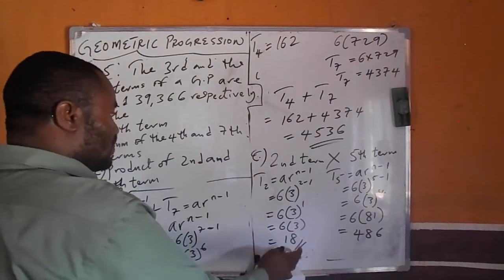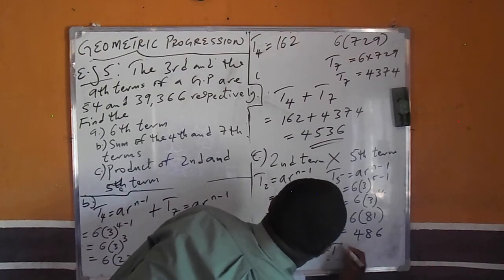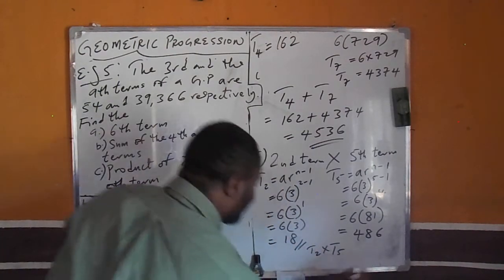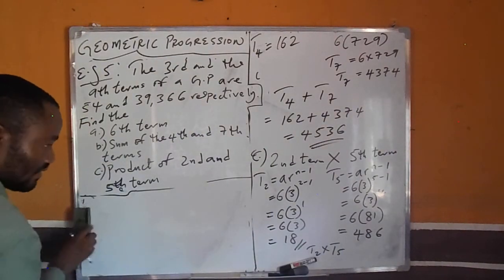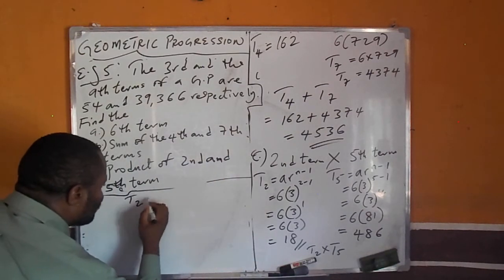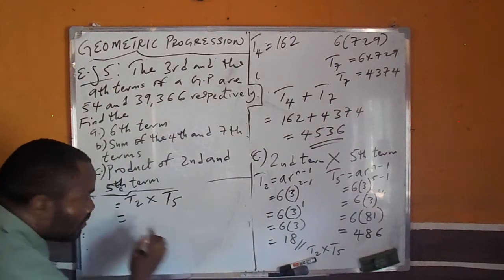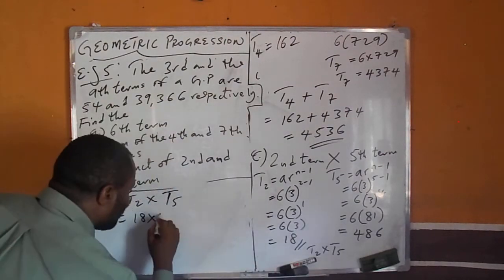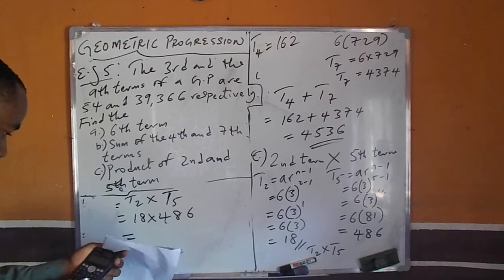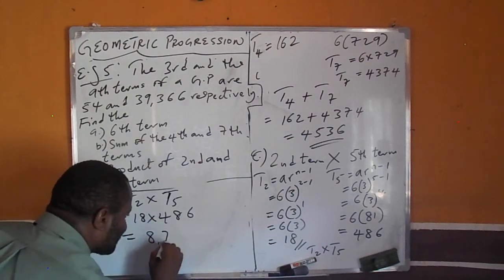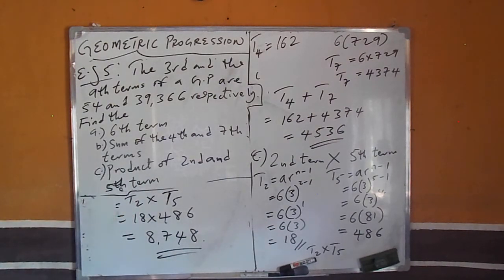Now this is our C. We have to find T2 times T5. What will our T2 times T5 give us? T2 times T5 equals 18 times 486, because 486 is the fifth term and we want the product. That gives us 8748 as our final answer.